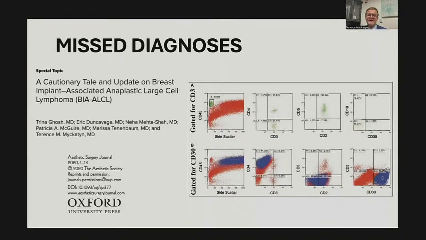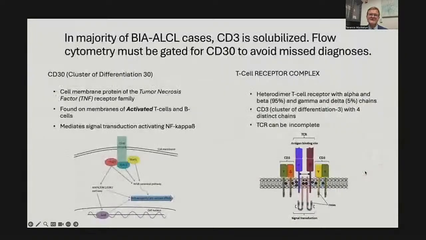When we gated for CD30, we noted that the patient was grossly positive and were able to make a BIA-ALCL diagnosis. But this patient went to another lab that wasn't as used to this, and when they initially had their aspiration done, they were called ALCL negative. We had our suspicions, so when we took her back, we resent the fluid, gated for CD30, and found the disease. Here is a schematic of CD3, CD30, and the relationship to the T-cell receptor and the cell membrane.